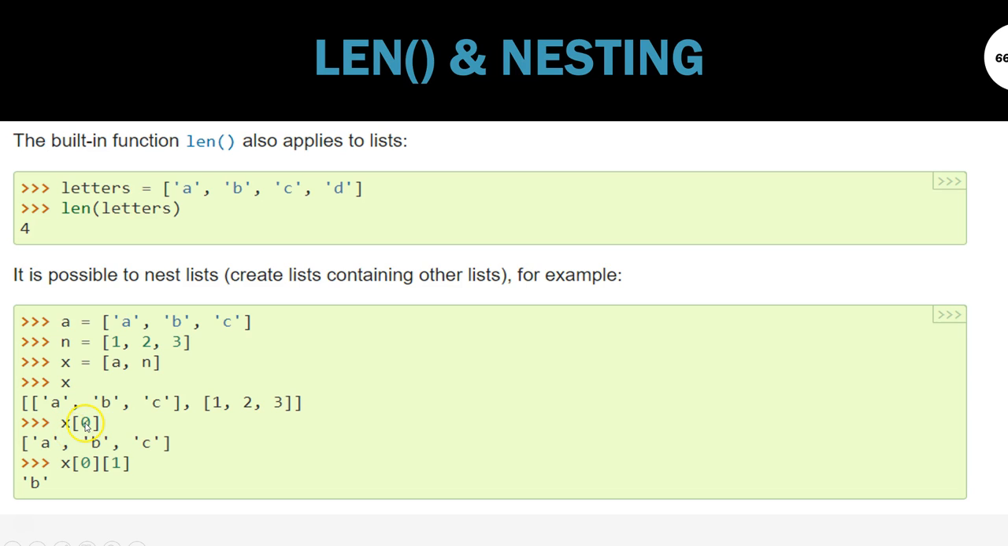If we want to know the element at index 0 of X, and here we want to know what is the first element of 0 and 1, that would be B.